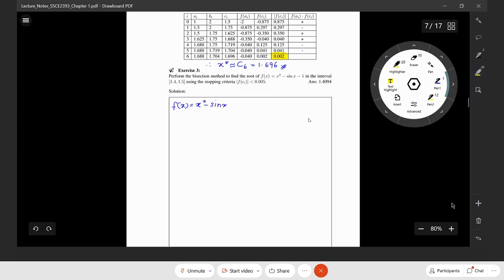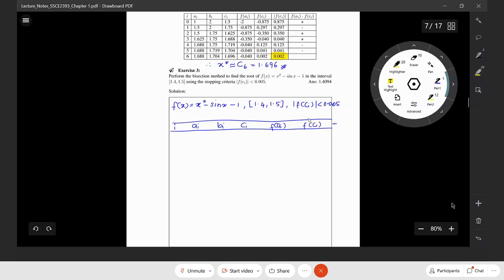X square minus sin x minus 1. Highlight that, and then highlight your interval, 1 and 4. Have the table ready. You can form your table like the one above. Stopping condition 0.005. The answer is given as a guideline. Then I, and then AI, BI, CI, FAI. Get ready with your calculator.